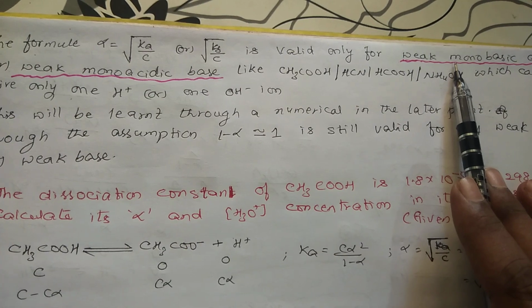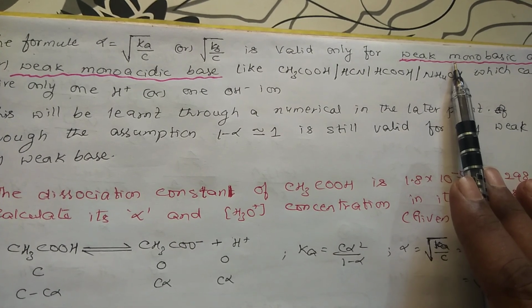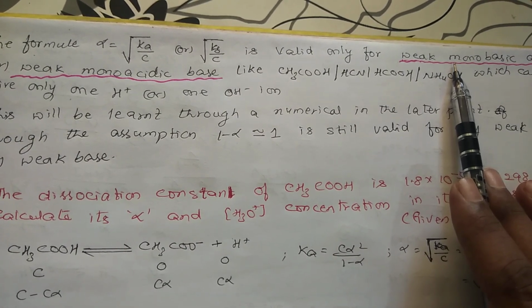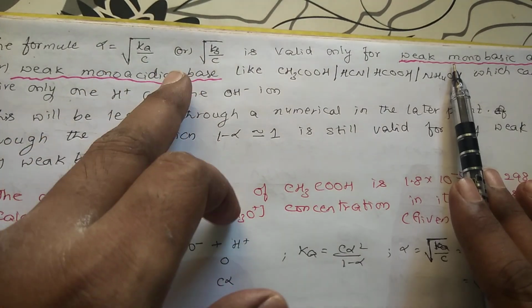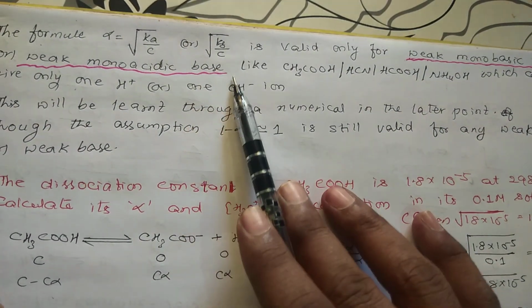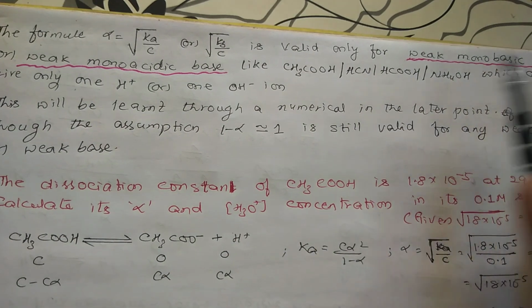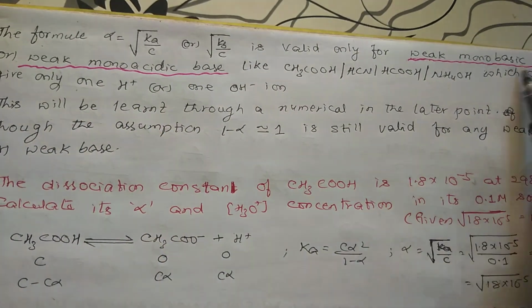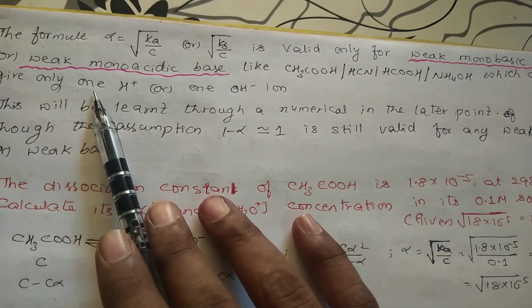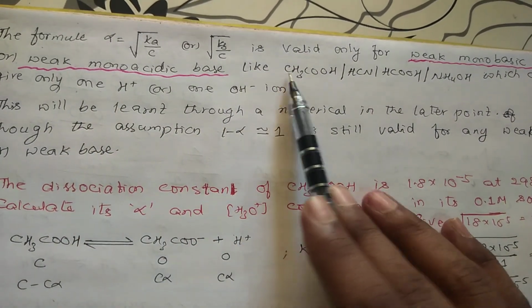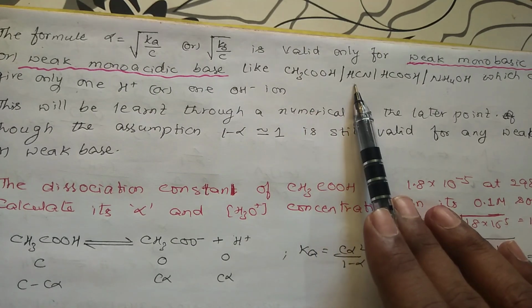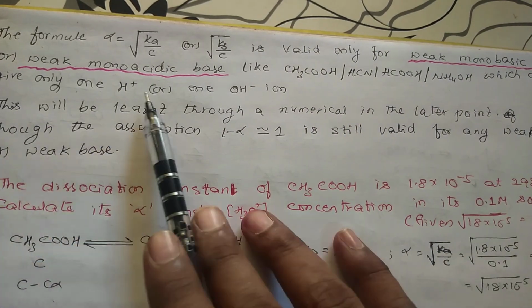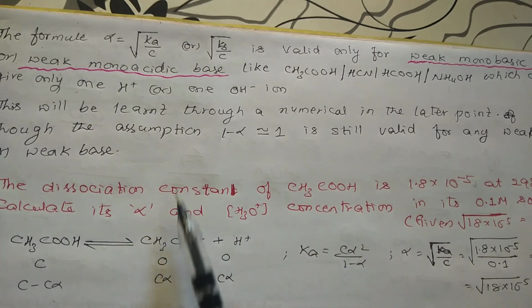If it donates more than 1 H plus or 1 OH minus, then the condition will be changed. This formula, alpha is equal to root of Ka by C or root of Kb by C, is applicable for a weak monobasic acid or weak monoacidic base, like CH3COOH, HCN. Already I have said all these examples, which will give only 1 H plus or 1 OH minus.